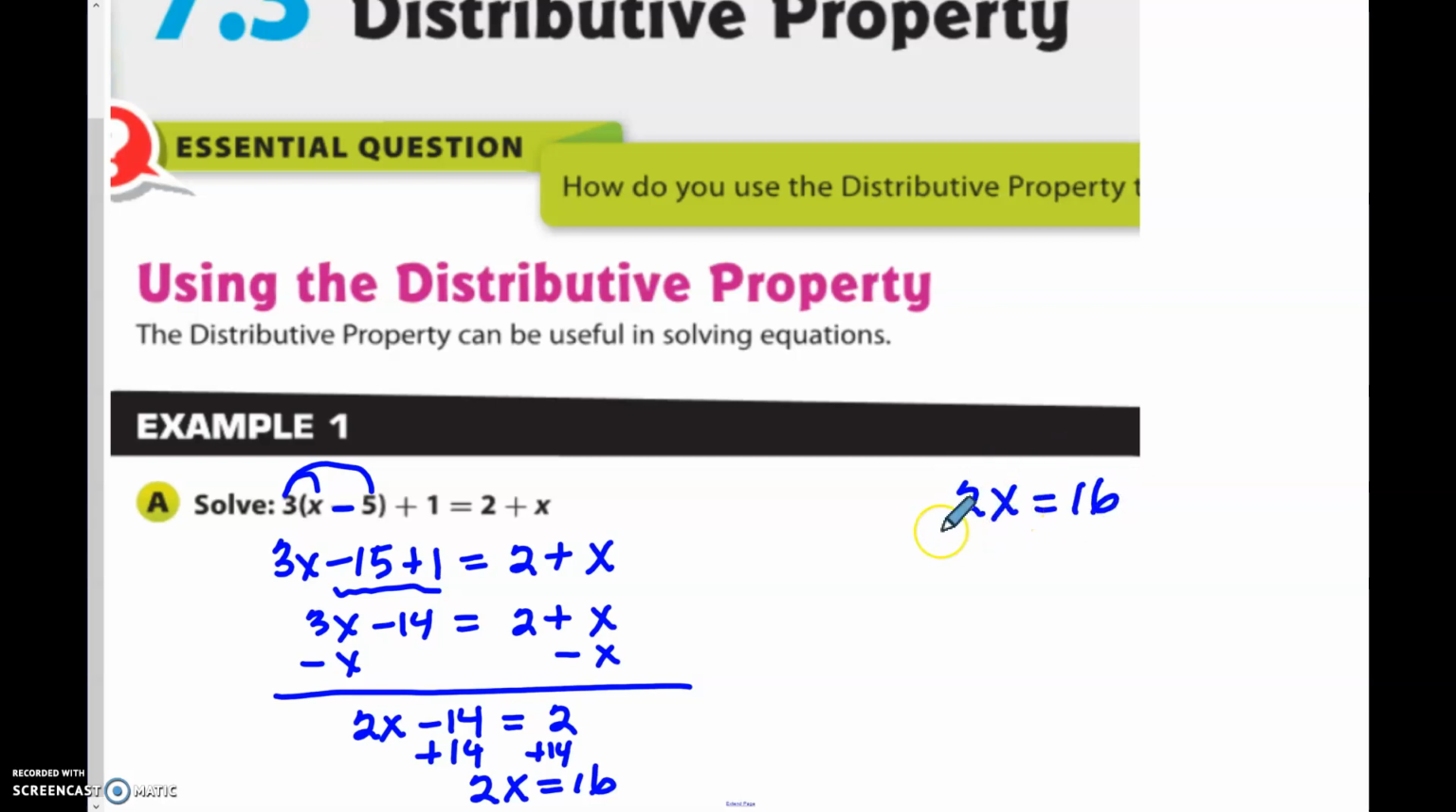And 2 times x, so the opposite of times, is divide. So I'm going to divide both sides by 2. And x is 8. All right, so for this problem, x is 8.